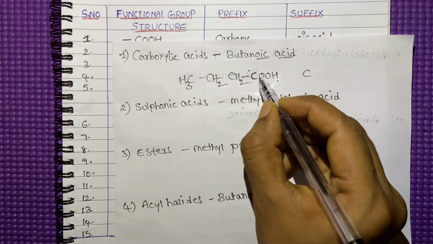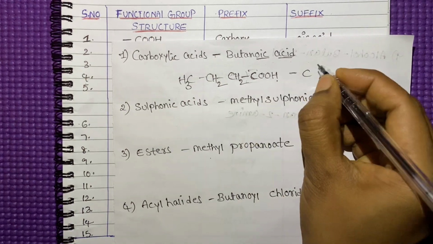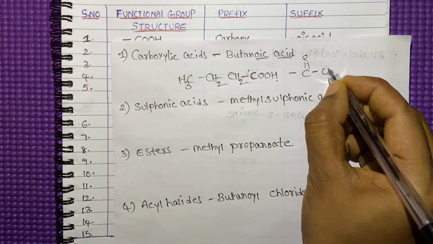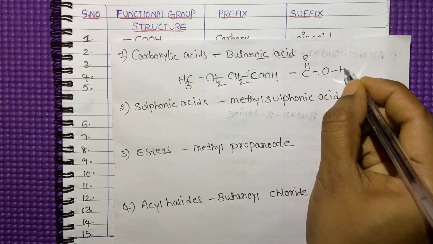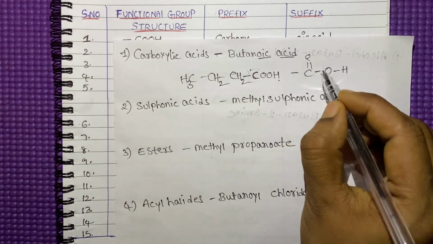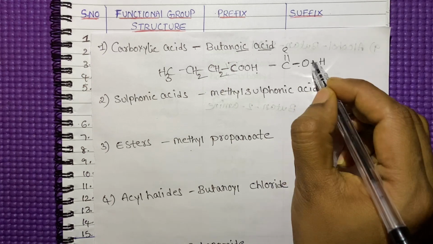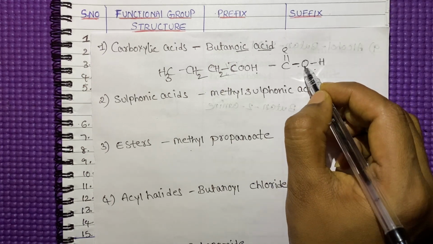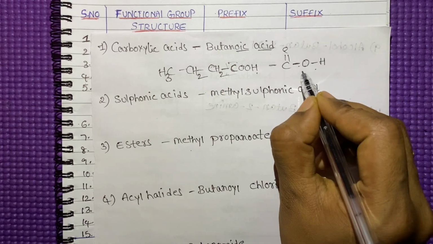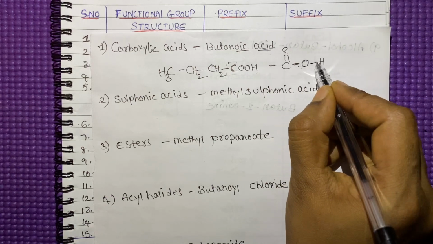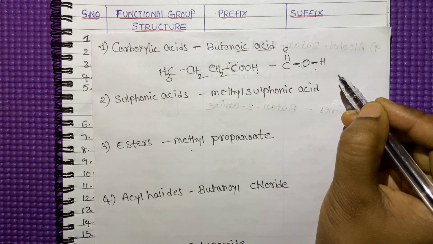C, one oxygen with a double bond and another oxygen, one bond with the carbon and another bond with the hydrogen. Sometimes they will give it like this, sometimes they will not show the bond between the hydrogen and the oxygen, but you have to think that the oxygen has one bond with the carbon and one bond with the hydrogen, right?